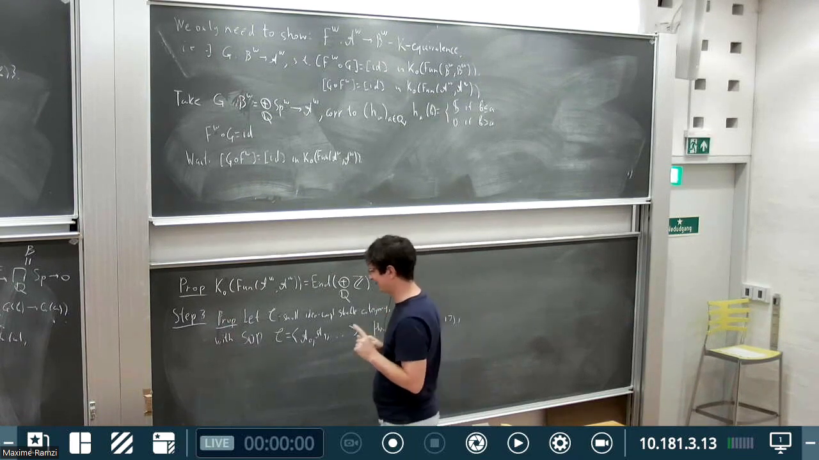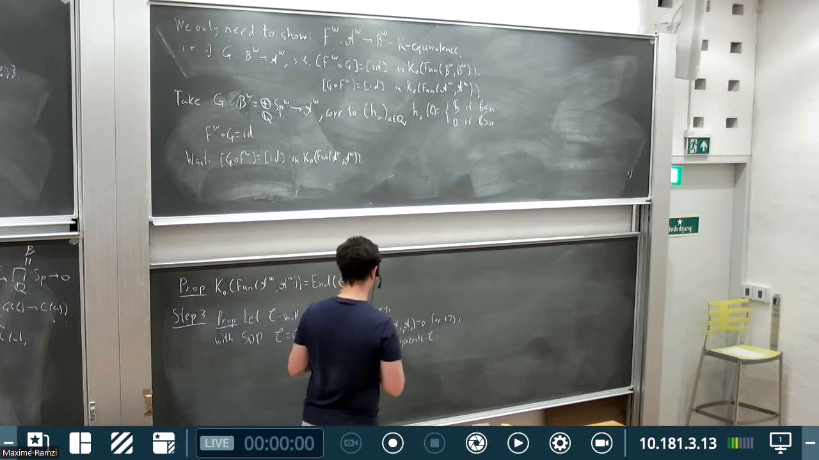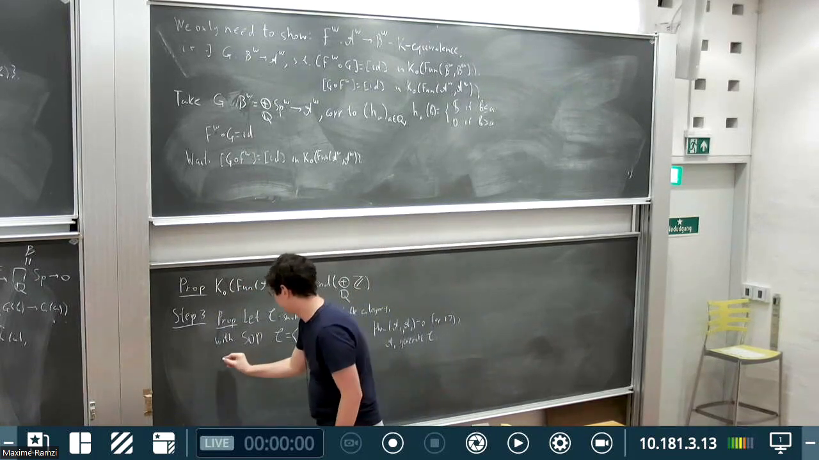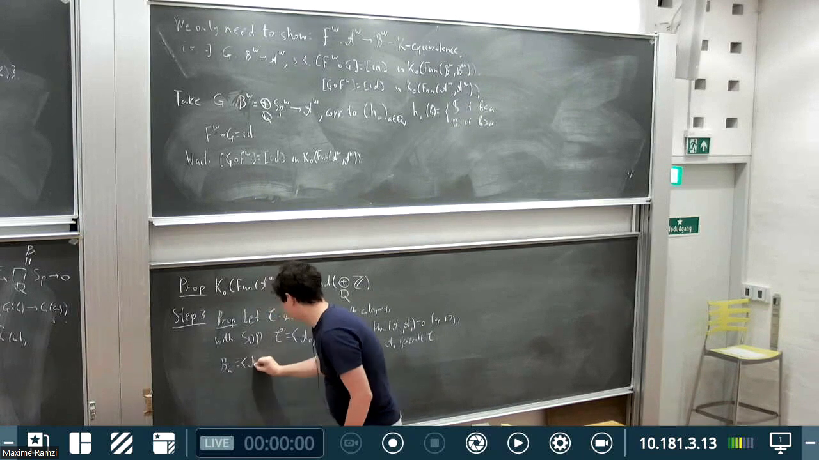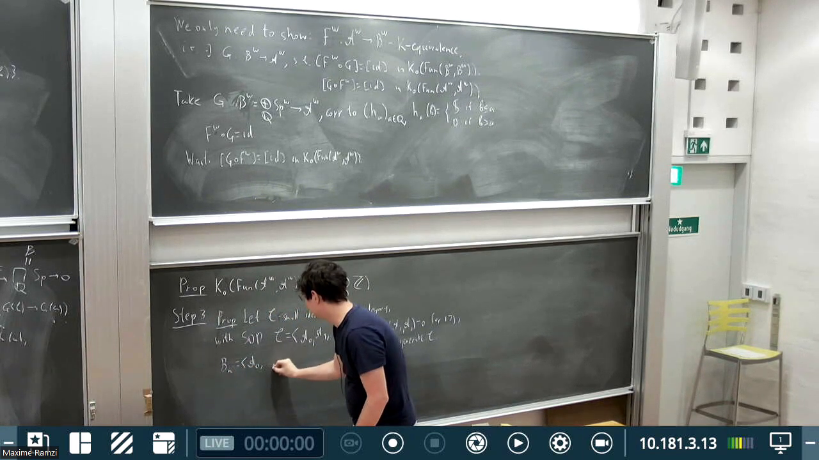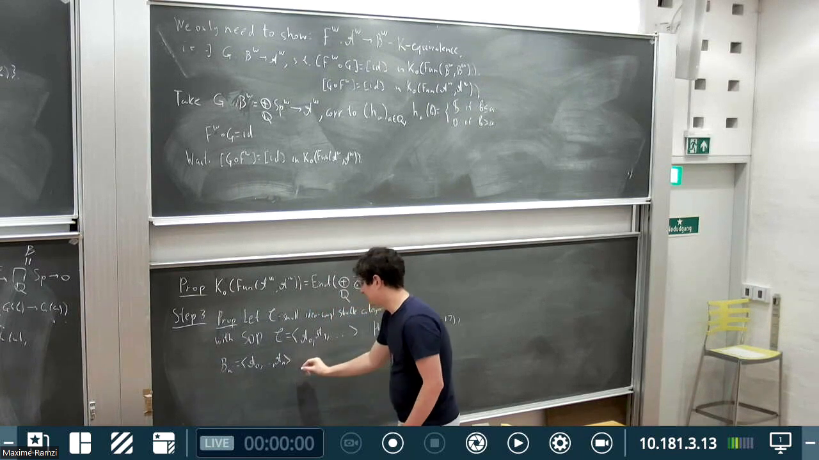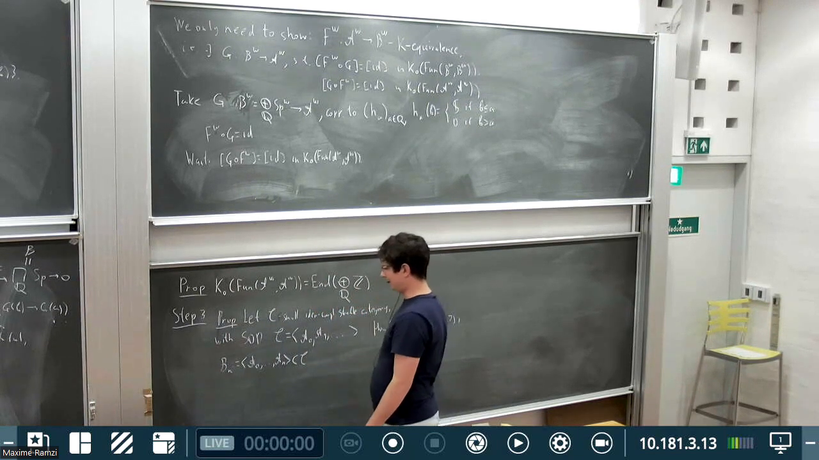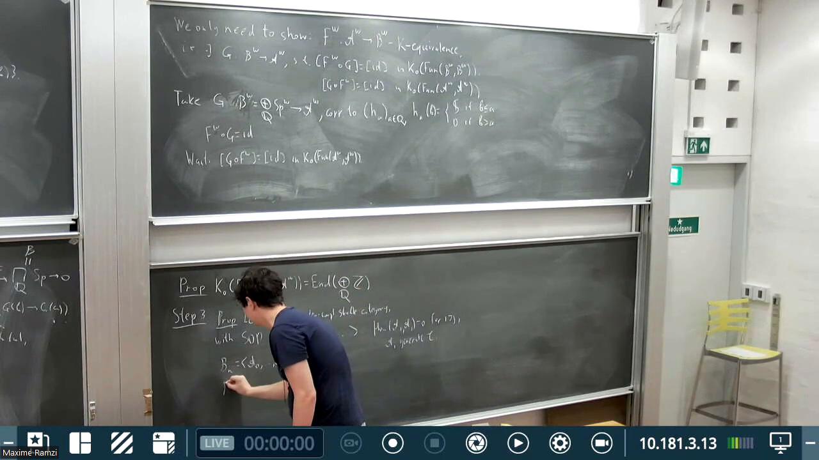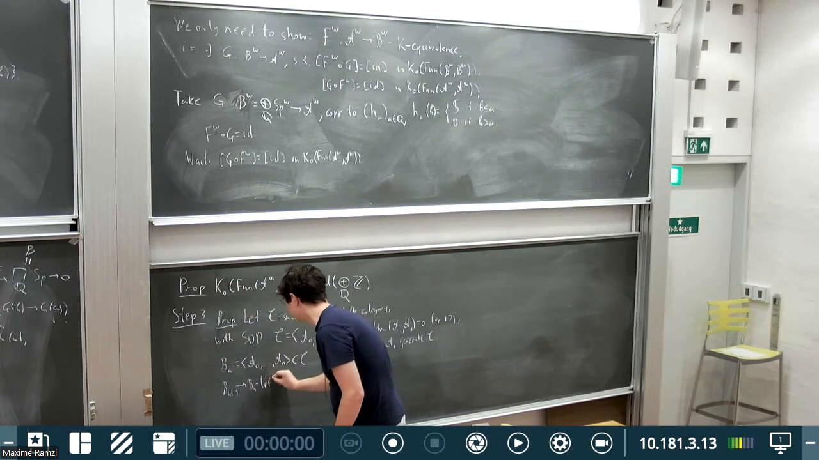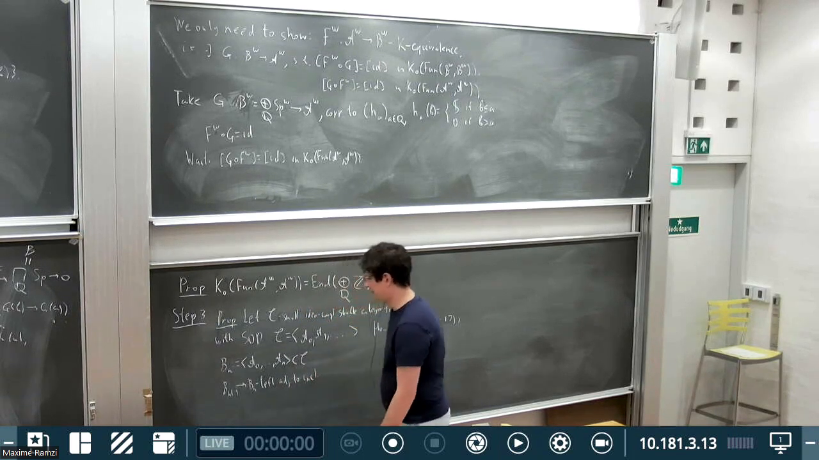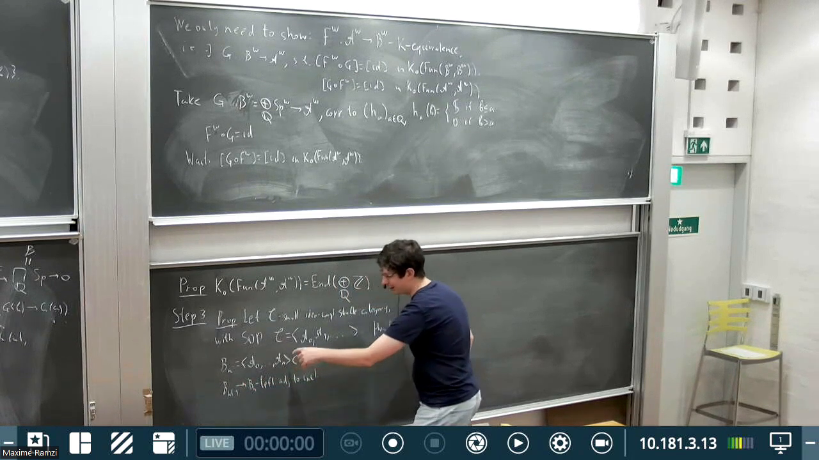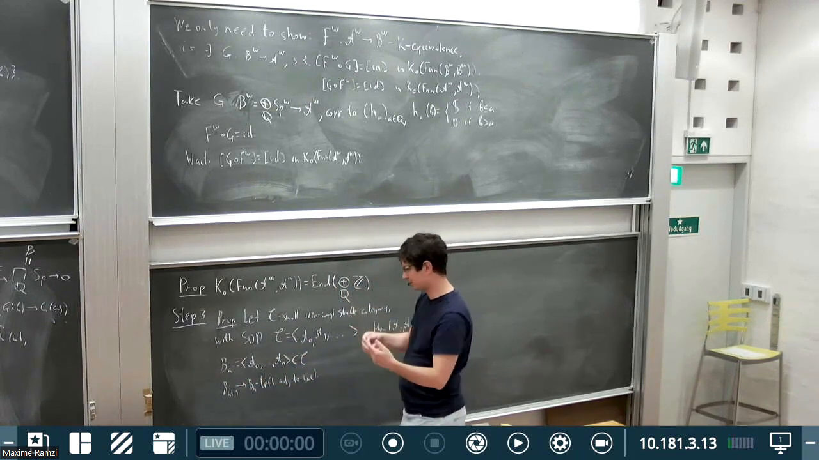Now let's consider these subcategories B_n, which is generated by A0 through A_n. So this is a subcategory of C, and we have this functor from B_{n+1} to B_n, which is left adjoint to the inclusion. So this is basically the functor which annihilates the A_{n+1} component, like a semi-orthogonal projection.